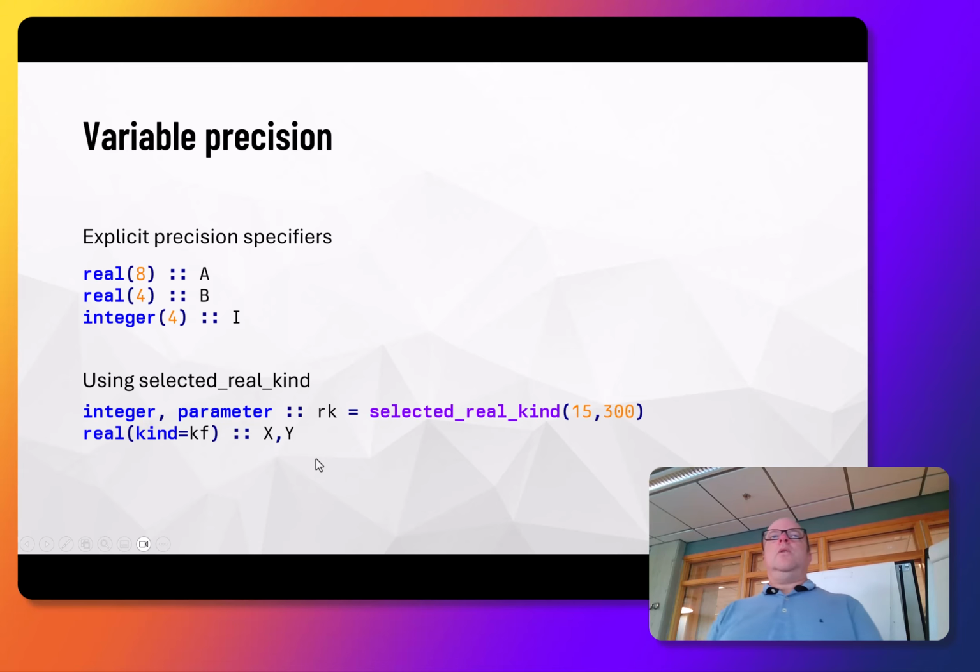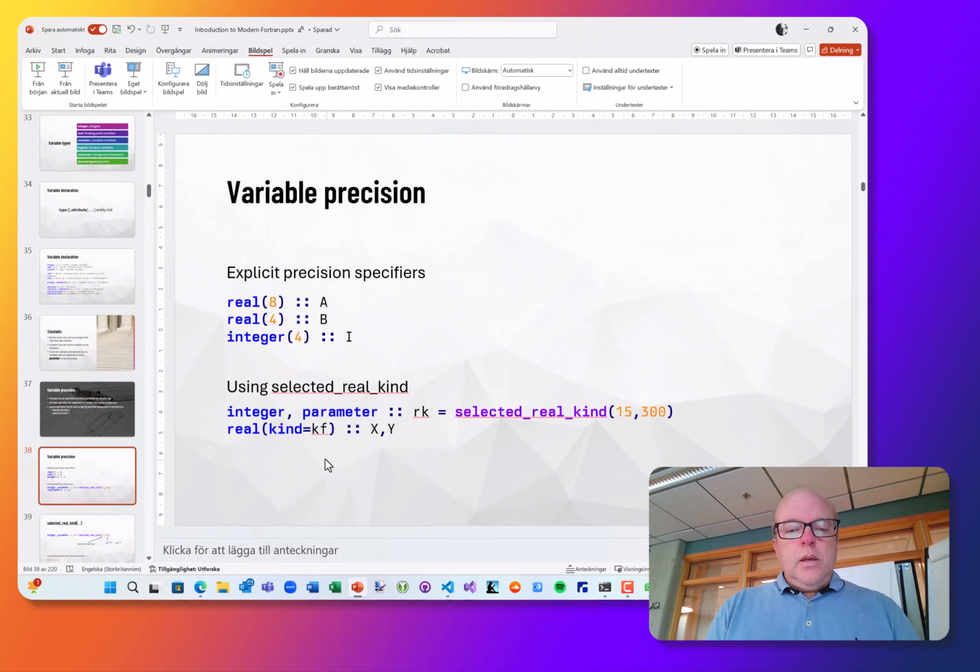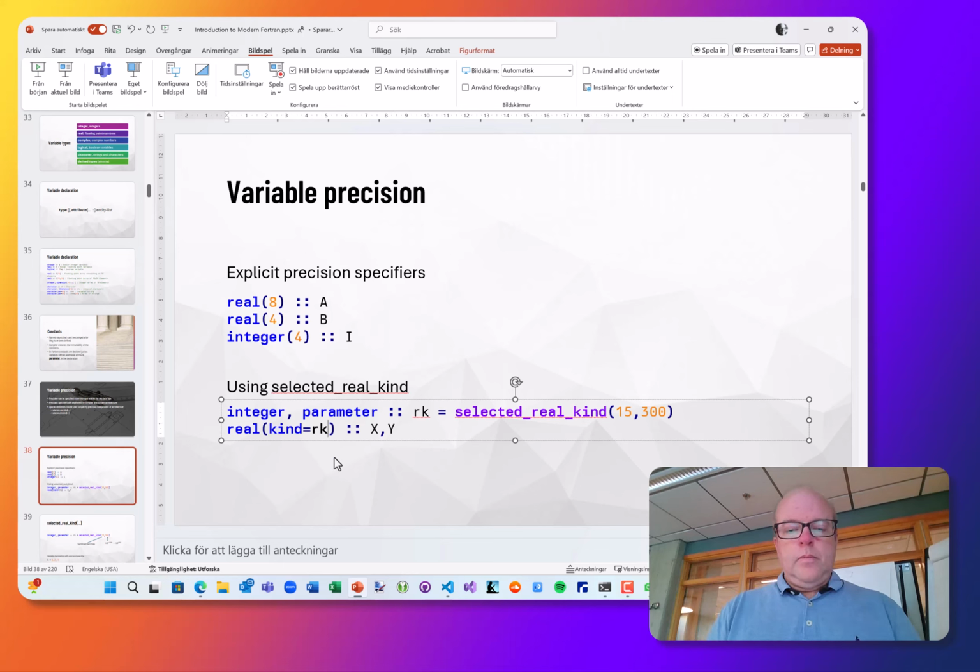So what most people do in Fortran is declare a constant here. So you can say integer, parameter. That means that RK will be a constant in your code. And then you use the selected real kind definition here. I want to have 15 decimal places in precision, and the exponent should go from -300 to 300. And then you give that as a parameter here instead. So real kind equals RK, or just real RK. This is wrong here, sorry. It should be RK like this.